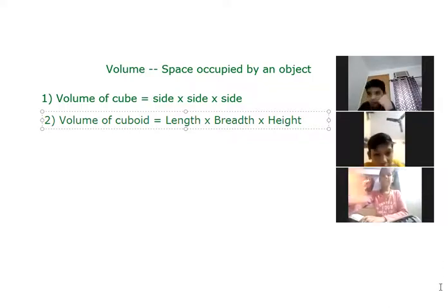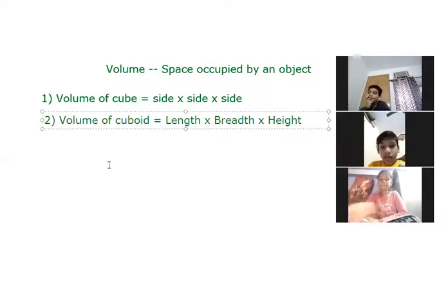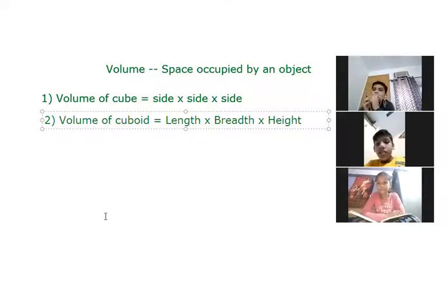Okay, so Tushar, now you can mute. This time Ashmita will give me the answer. Ashmita, are you ready? Yes, ma'am, I am ready. Okay, beta, very good. So the volume of the cube is side multiplied by side multiplied by side, and similarly the volume of the cuboid is length multiplied by breadth multiplied by height. And the same formulas we are going to use in our questions. Okay, is it clear?